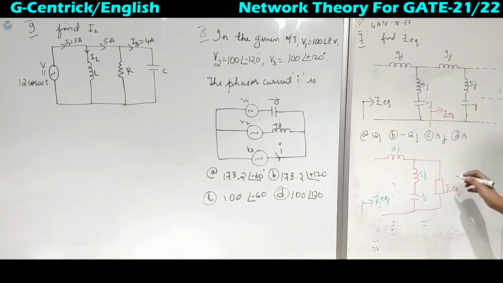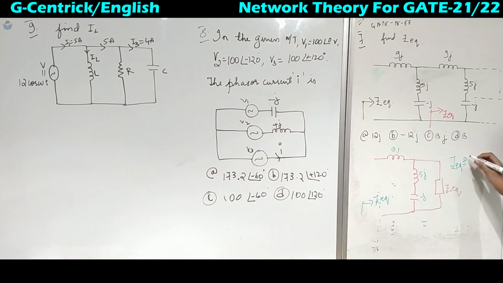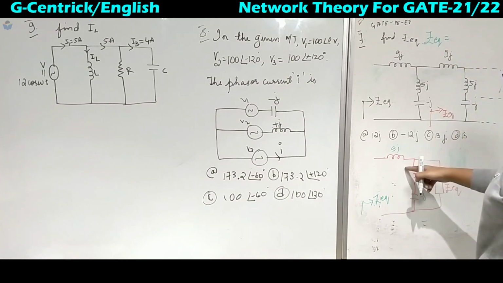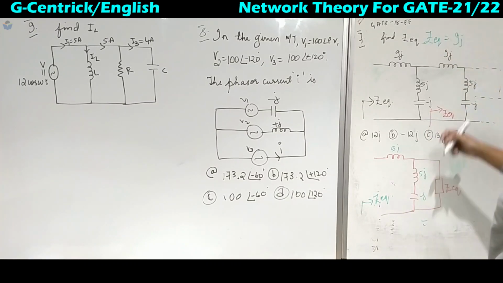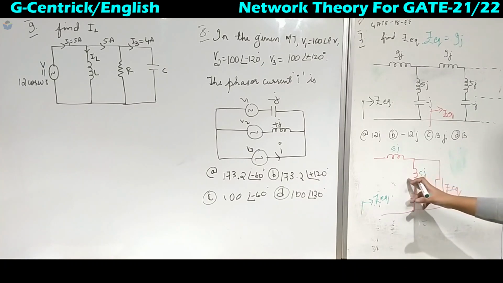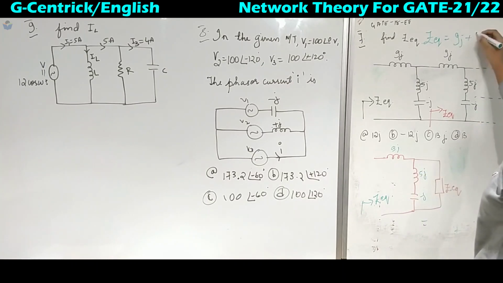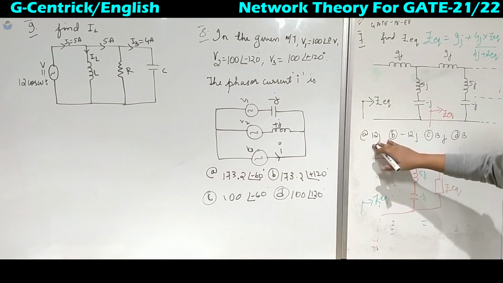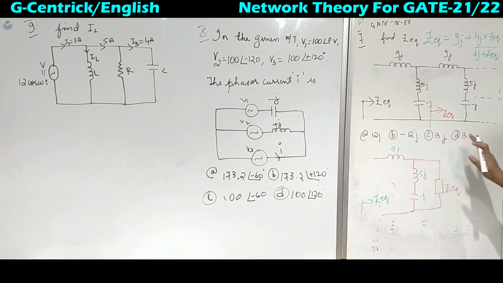So Z equivalent equals 9J in series with this 4J, which is in parallel with Z equivalent. I will write it directly: 4J plus Z equivalent. Now instead of reducing this, we have the options 12J, minus 12J, 13J and 13.